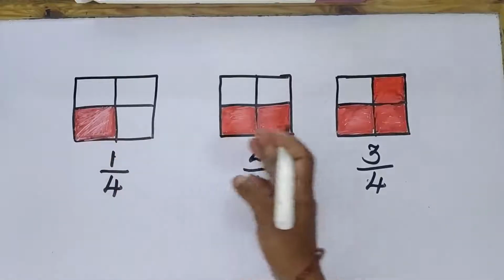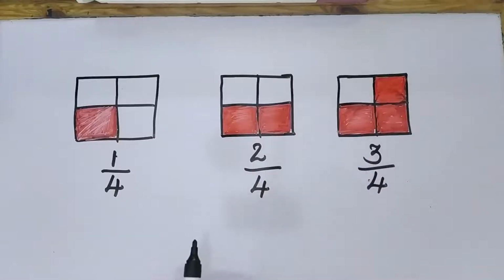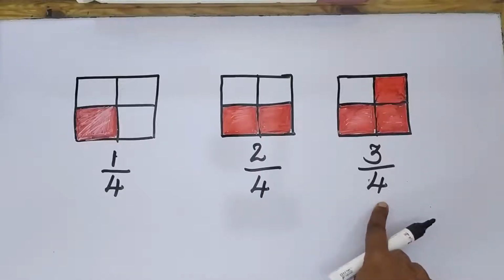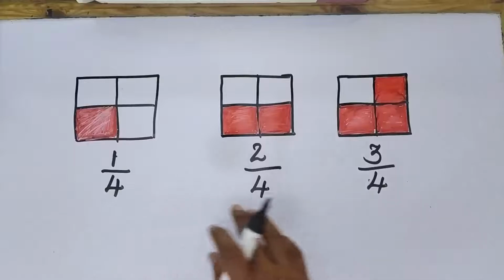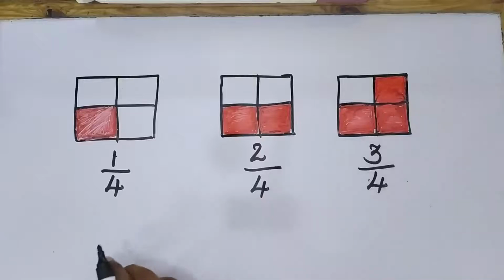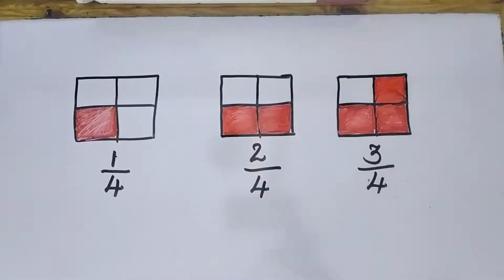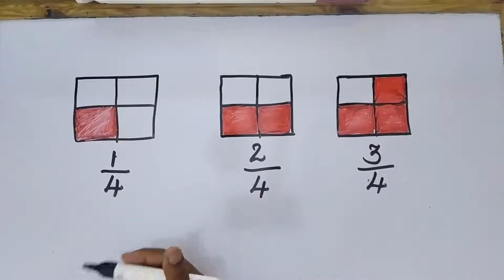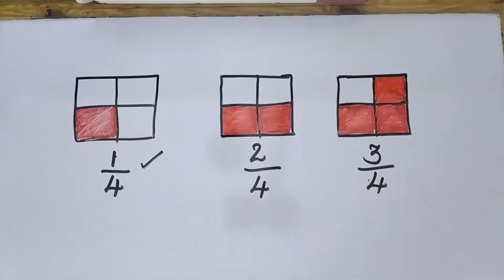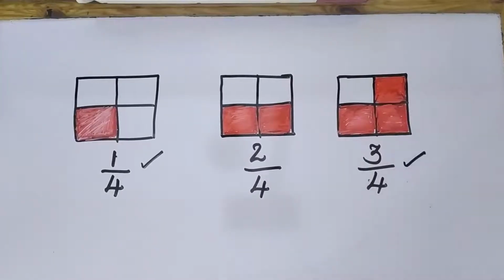Now when we have the same number of equal divisions in each, only then can we compare the fractions. As we have learnt already, fractions which have the same denominator are called like fractions. So we can compare the fractions if they are like fractions. From this we come to know which is the smallest fraction. Yes, 1/4 is the smallest fraction. And what about the greatest? 3/4 is the greatest fraction.